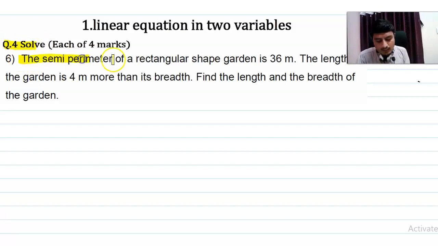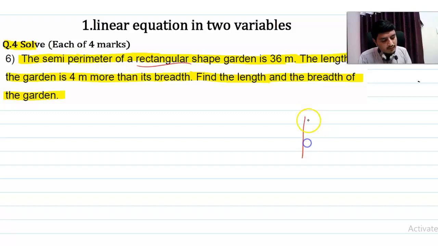It is of the form: The semi-perimeter of a rectangular shaped garden is 36 meter and the length of the garden is 4 meter more than its breadth. Find the length and breadth of the garden. So look at the shape of the garden. We have the rectangular shape. So let's first draw the rectangle. Assume that it is a garden whose length is L, breadth is B.